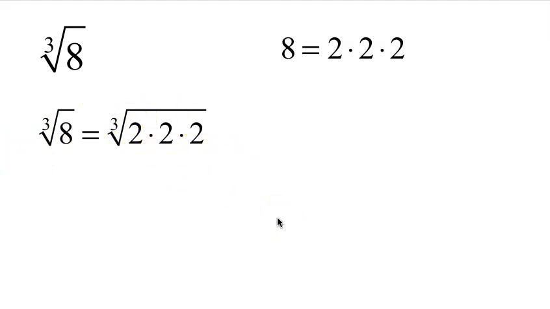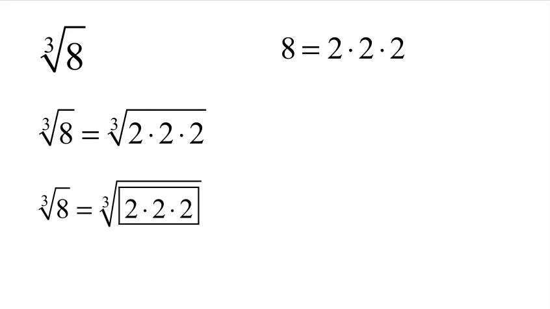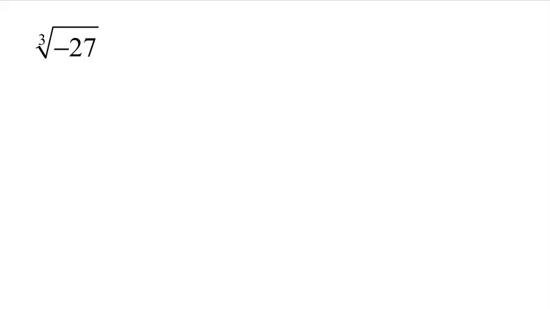Now we look for pairs of repeated factors for square roots. Here I look for triples, and I'm going to go ahead and draw boxes around those triples. So the cube root of 8 is the cube root of 2, 2, 2. Triple 2 leaves me just an answer of 2. The same factor repeated 3 times is my cube root, and the cube root of 8 is 2. But where this gets interesting is when I plug in negative numbers.